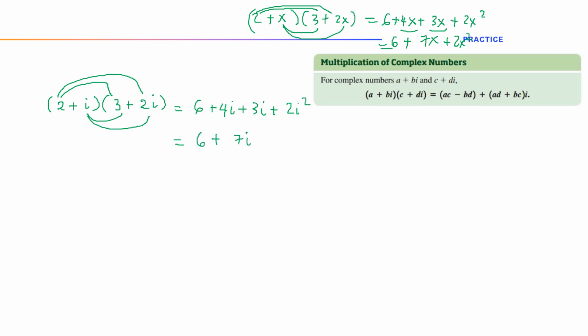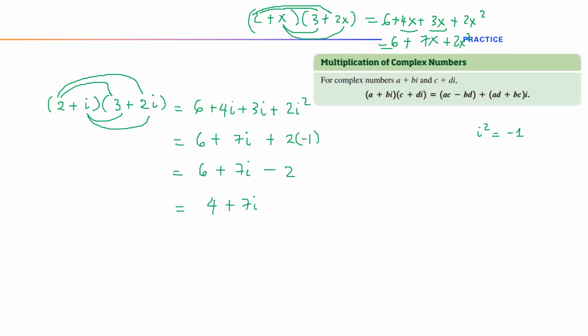But one more thing for the imaginary numbers: for the i squared, we know that the value is negative 1. So we have to plug it in. So plus 2 times negative 1. That becomes 6 plus 7i, and then we minus 2, because 2 times negative 1 is negative 2. Now combine like terms again. 6 minus 2 is 4, plus 7i.